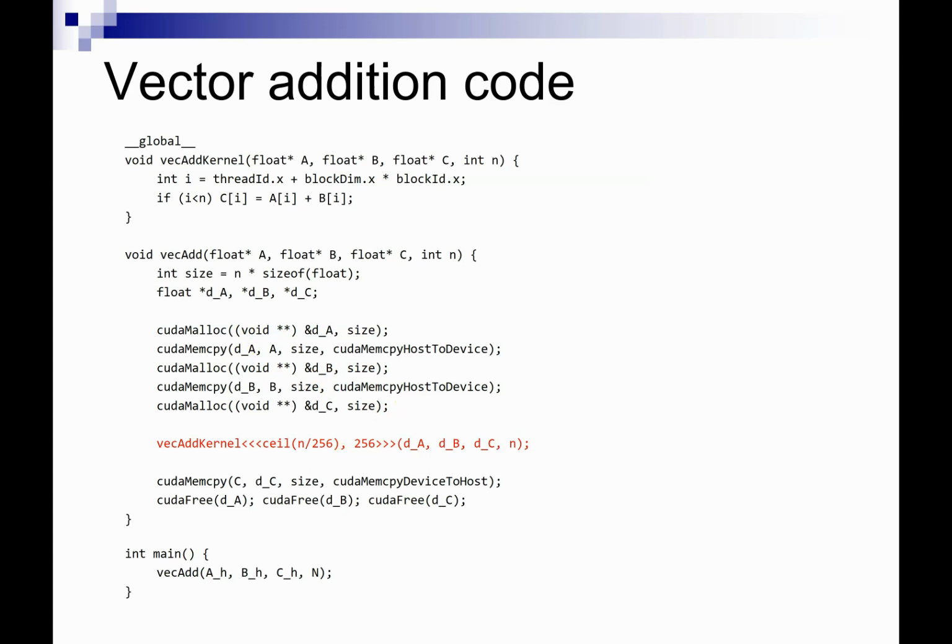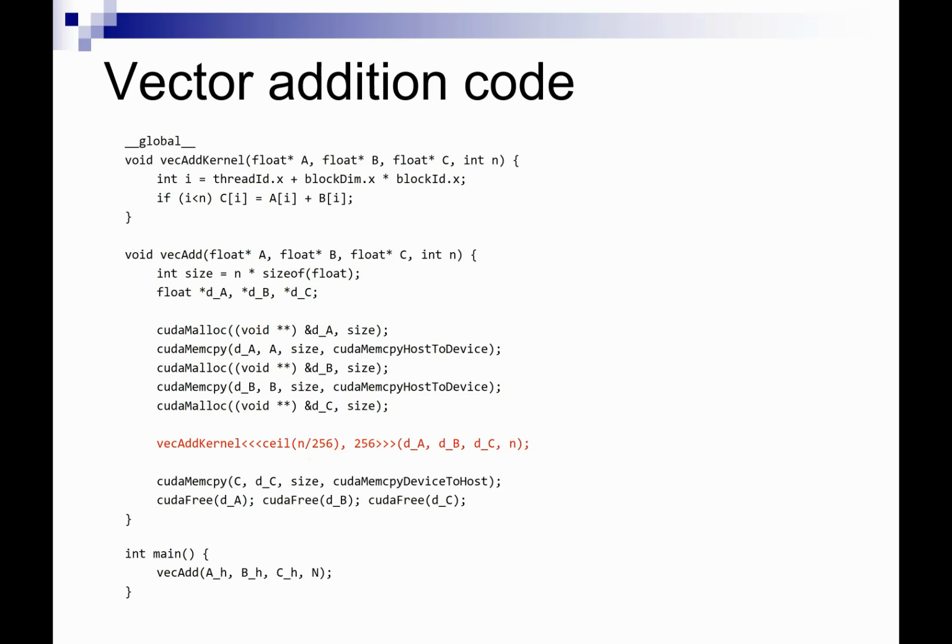This is the GPU kernel, the actual addition kernel. Notice that when you call it, we need to specify the number of thread blocks and the number of threads per block. Here we decided somehow that we want 256 threads per block. I'll talk to you later about how we decide how many threads you want per block, but right now, let's go for 256.